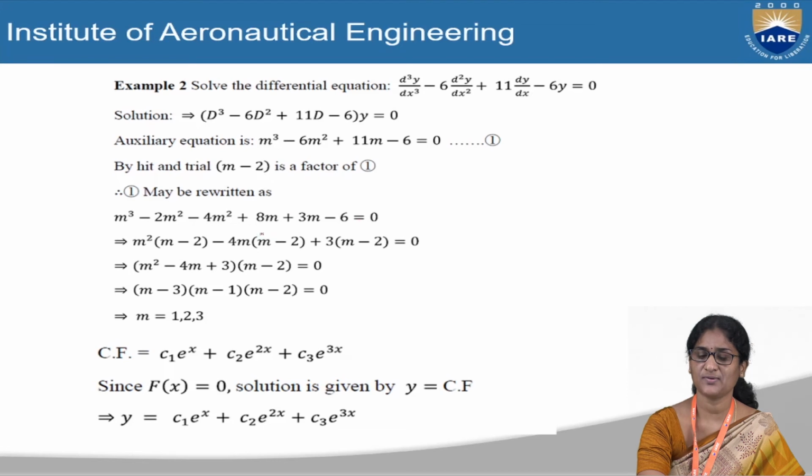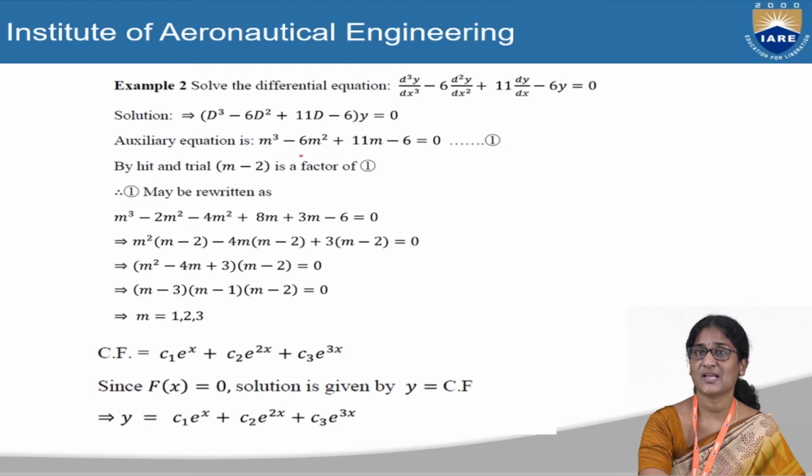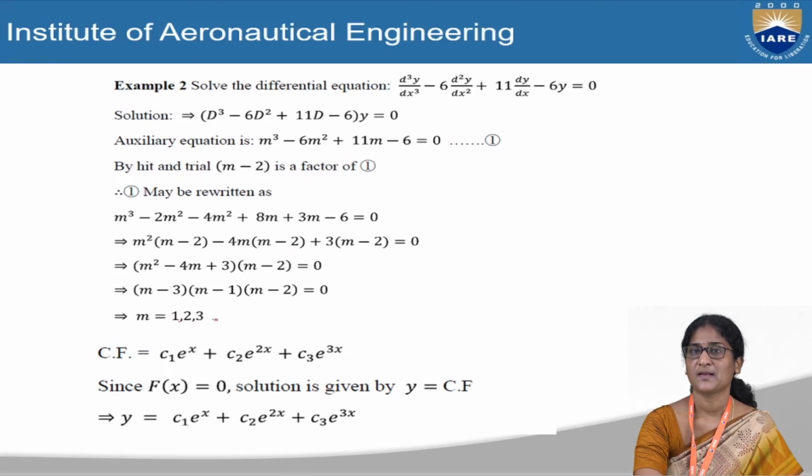What is the auxiliary equation? m cube minus 6m square plus 11m minus 6 is equal to 0. You can solve this by the synthetic method or the trial and error method, or sometimes even use calculus to find the roots of the given equation. Now the roots are 3 distinct roots: 1, 2, 3. How to write that? C1 e to the power of x plus C2 e to the power of 2x plus C3 e to the power of 3x.